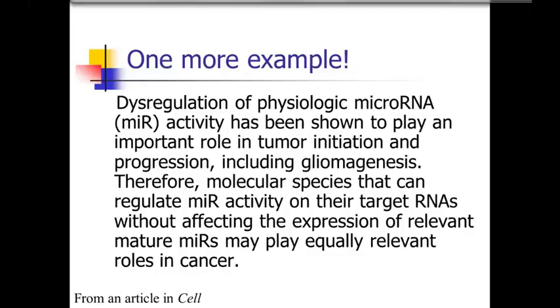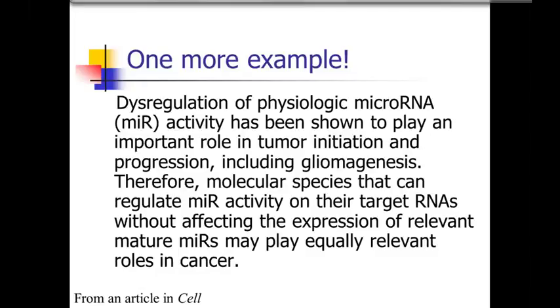It says: dysregulation of physiologic microRNA, MIR, activity has been shown to play an important role in tumor initiation and progression, including gliomagenesis. Therefore, molecular species that can regulate MIR activity on their target RNAs without affecting the expression of relevant mature MIRs may play equally relevant roles in cancer. So again, as I'm reading through this, I'm struggling to get through it. I'm struggling to figure out exactly what it is that the authors were intending to say.